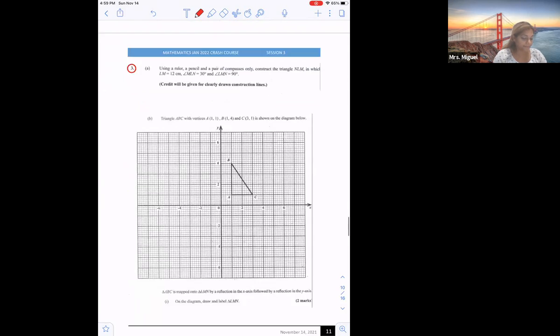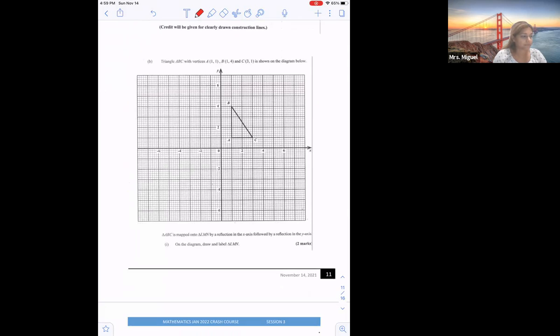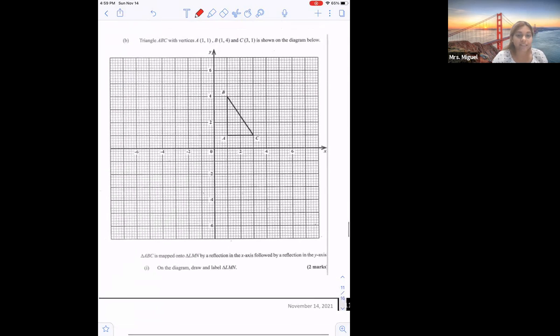We want to go to this diagram. Triangle ABC with vertices 1, 1, 1, 4, and 3, 1 are shown in the diagram. So ABC is mapped onto a reflection. Reflection is like a mirror image. It is mapped onto a reflection in the x-axis followed by a reflection in the y. So we're going to take this triangle and we're going to reflect it in this axis first. So this is how the triangle is going to look.